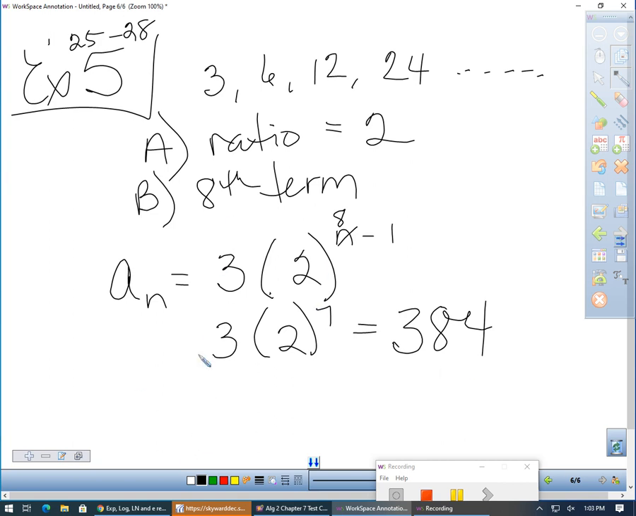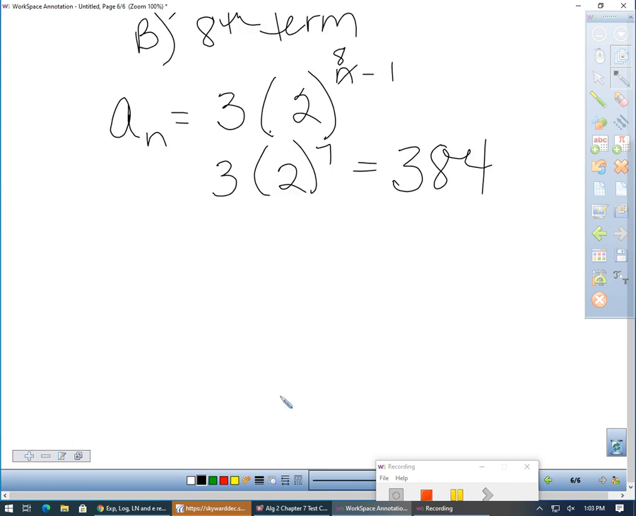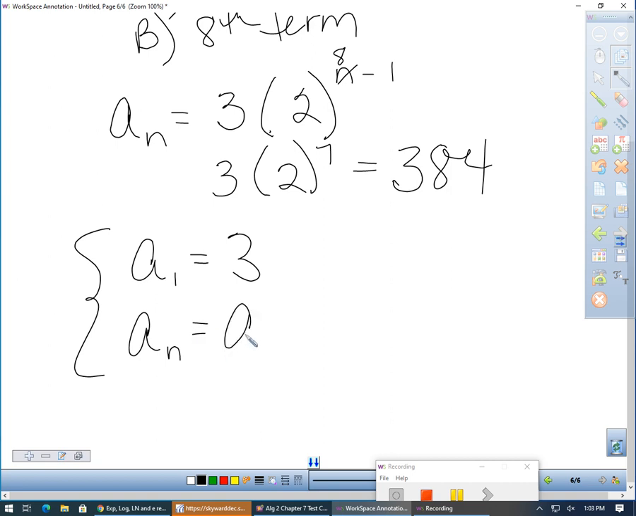Then part C wants you to write it as recursive. So here's recursive again. The first one is a sub 1 equals the starting number, which is 3. The bottom one is a sub n equals a sub n minus 1 times your ratio, in this case 2. That's it. And of course, this is the explicit. Do we have to rewrite it? Nope. As long as I see it there somewhere, I'm good.